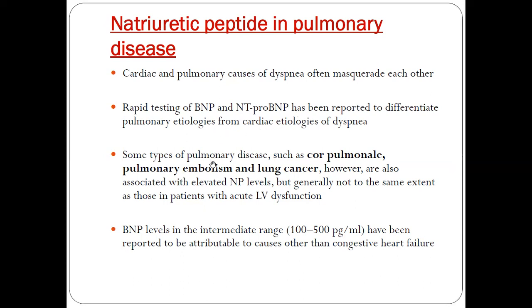However, there are a few pulmonary diseases where NT-proBNP and BNP levels can be high. For example, cor pulmonale, which is right heart failure secondary to any lung disease. Because there is right heart failure and stretch of the right ventricle, BNP and NT-proBNP may be released into the circulation. Also, in pulmonary embolism, there is obstruction to right ventricular outflow and more stress on the right ventricle, leading to increased BNP and NT-proBNP. However, BNP levels in these are intermediate, generally 100 to 500 picograms per ml, whereas in congestive heart failure it is much higher.